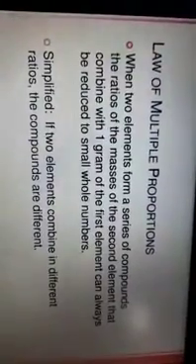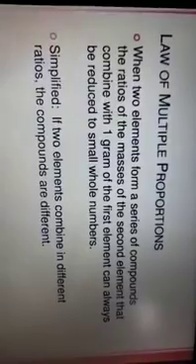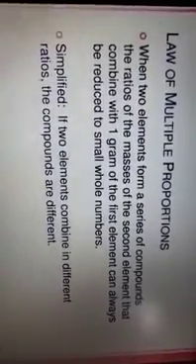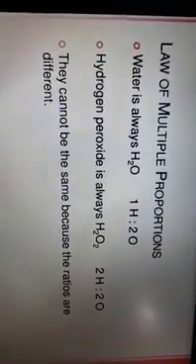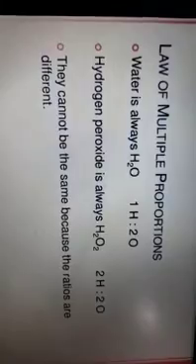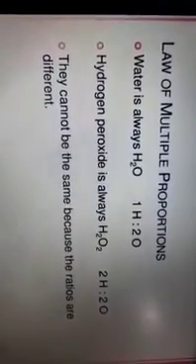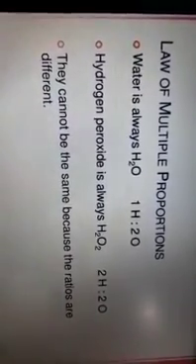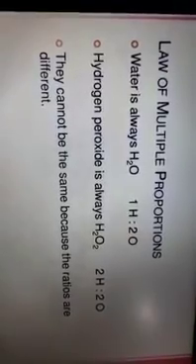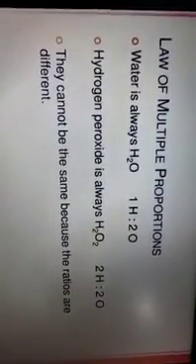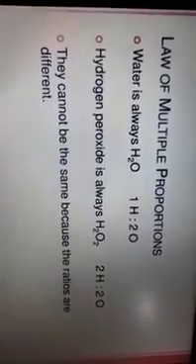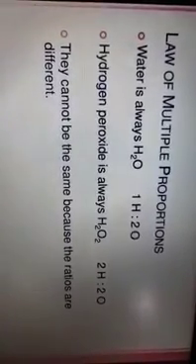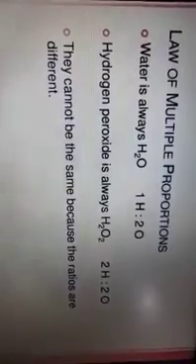The next is the law of multiple proportions. Here, it says that if two elements combine in different ratios, the compounds are different. For example, water, H2O, has hydrogen and oxygen, and hydrogen peroxide also has hydrogen and oxygen, but the proportions are different. In water it is 2 hydrogen and 1 oxygen, but in hydrogen peroxide there are 2 hydrogen and 2 oxygen. So they cannot be the same because the ratios are different.